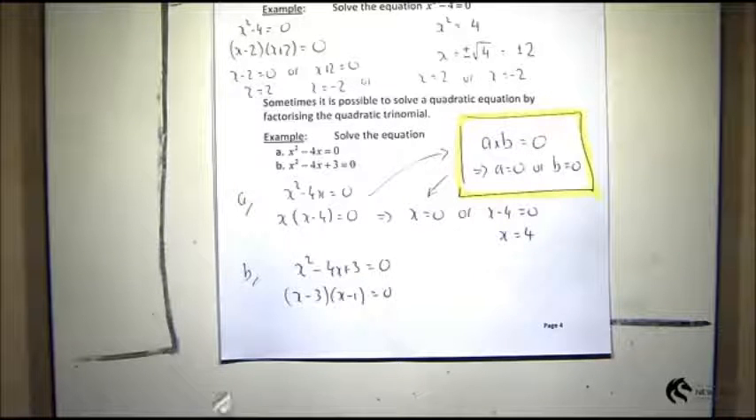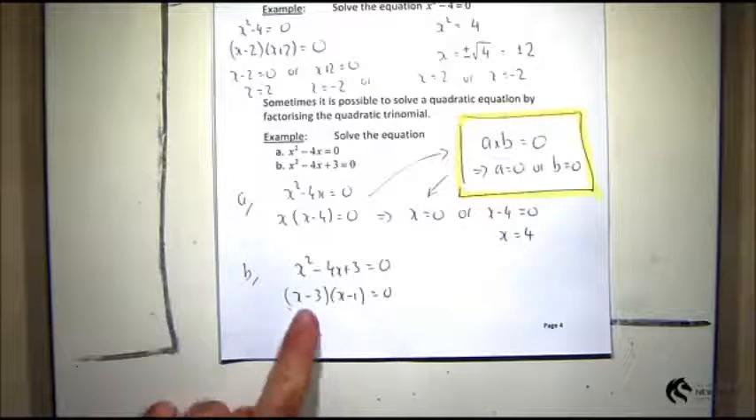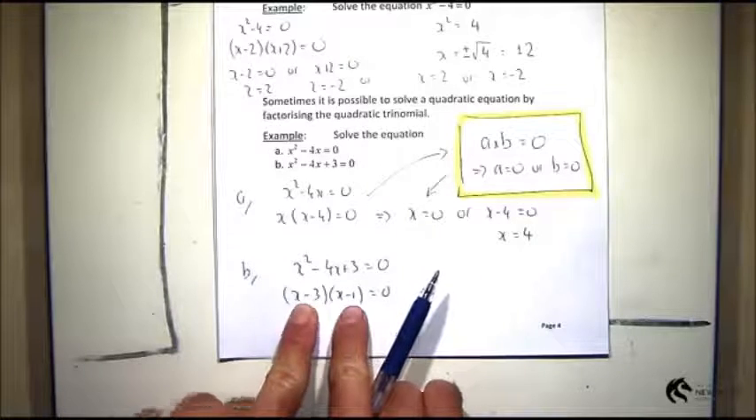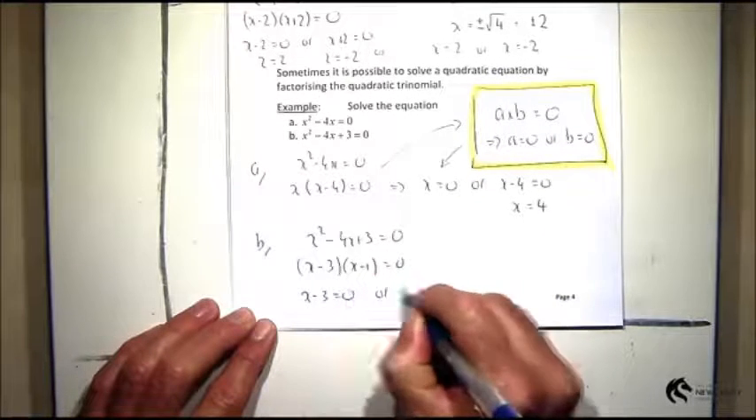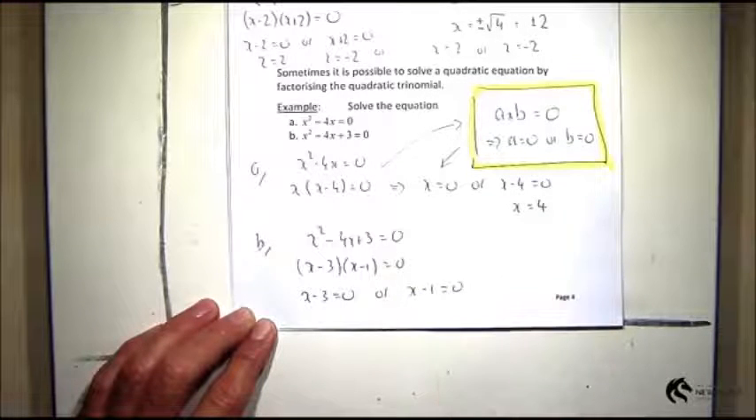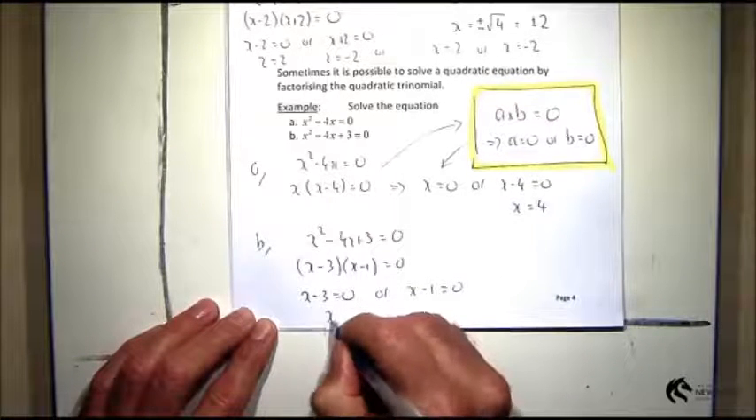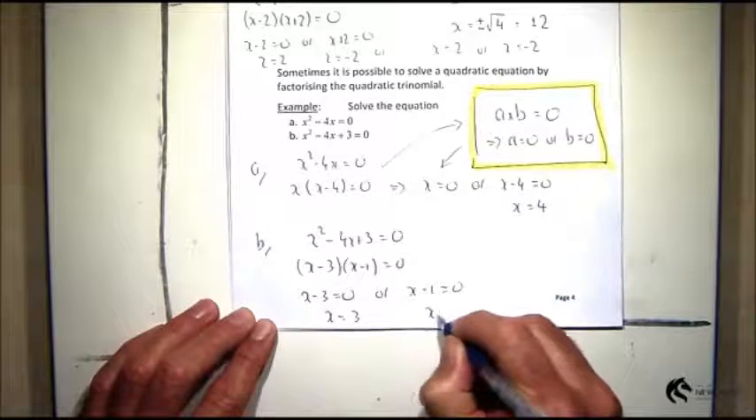Having factorised it, that says either that number's 0 or that number is 0. So either x minus 3 is 0 or x minus 1 is 0. So therefore x is either equal to 3 or x is equal to 1.